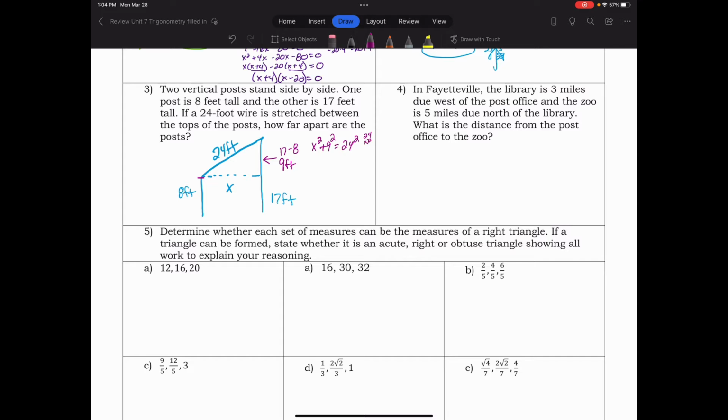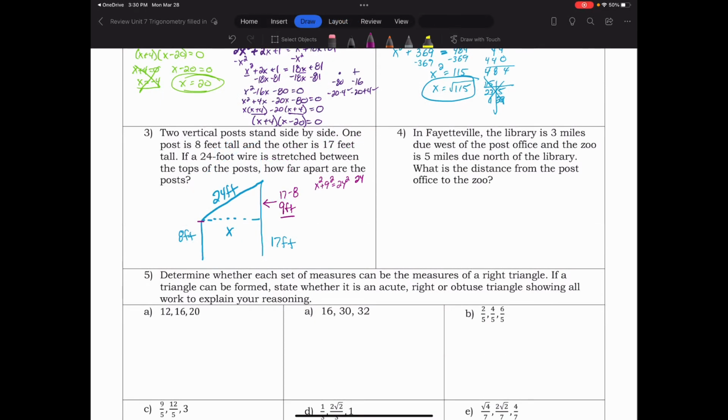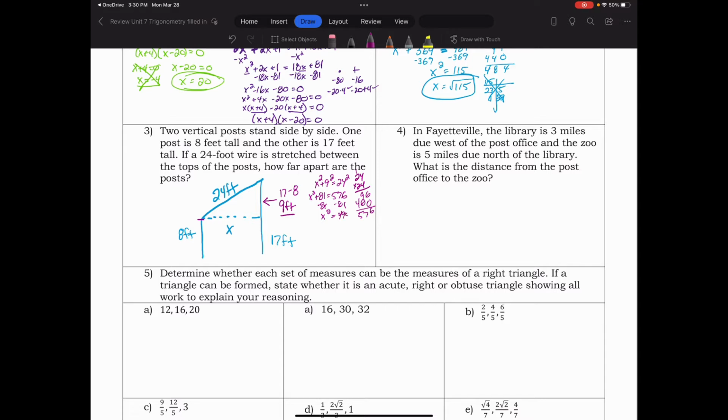24 times 24: 4 times 4 is 16, 4 times 2 is 8, and 2 times 2 is 4, so 576. So this is going to be x squared plus 81 is equal to 576. I subtract 81, and x squared is equal to 495, so x is radical 495.